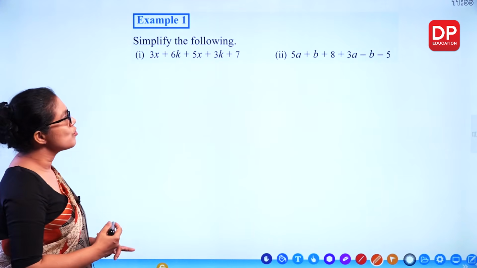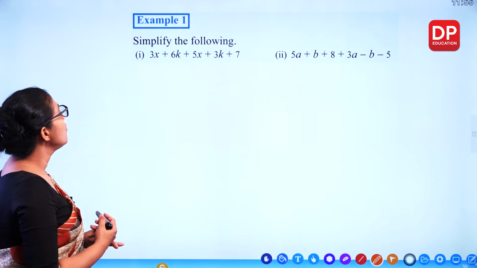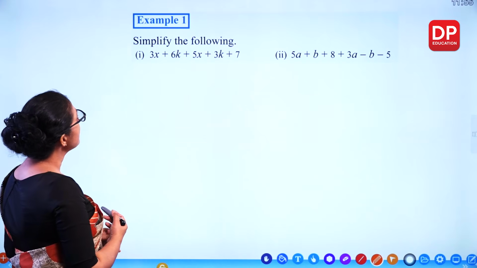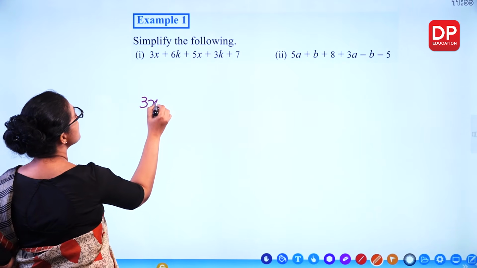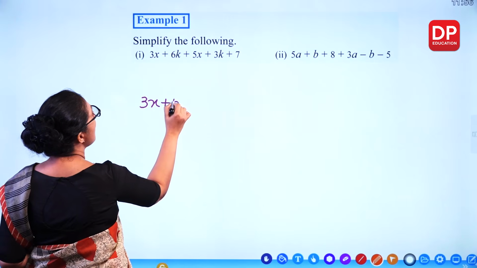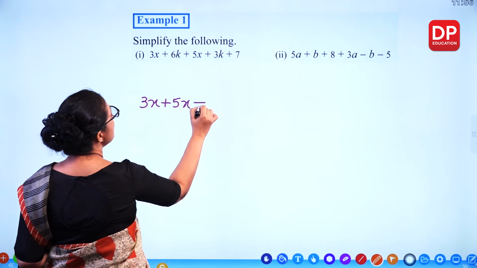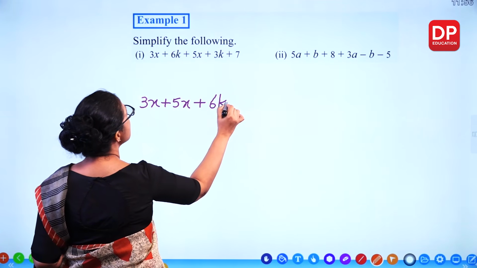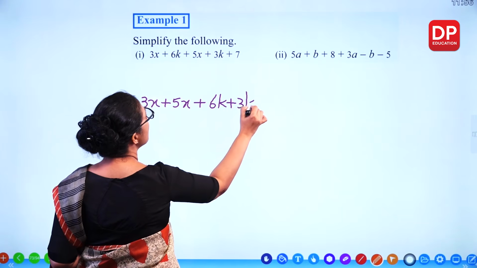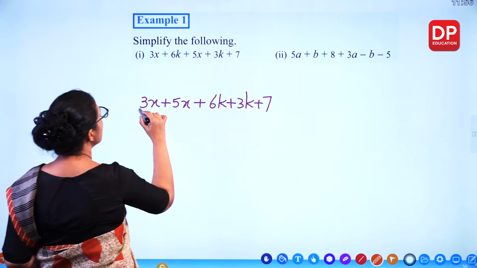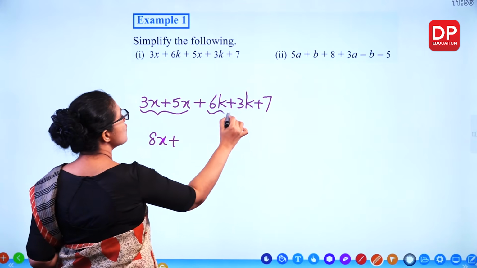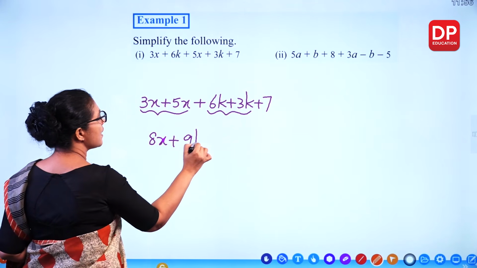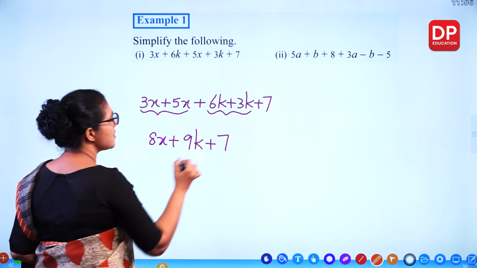Example number 1. Simplify the following. When you want to simplify, you can add or subtract like terms. So we'll write like terms first. 3x, 5x. If you take k terms, that's 6k and 3k. And then 7. So these two you get 8x. These two, 9k. And then 7 separately.